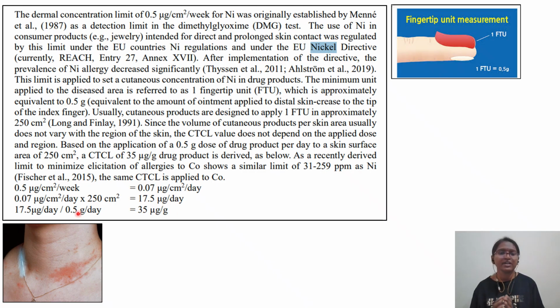And the concentration they have already given, which is a 0.5 gram dose of drug product on the skin surface. So you have to divide it by 0.5 gram per day. Then you will end up with 35 microgram per day. So this was a case example of how to derive a dermal type of PDE also, considering the CTCL value.